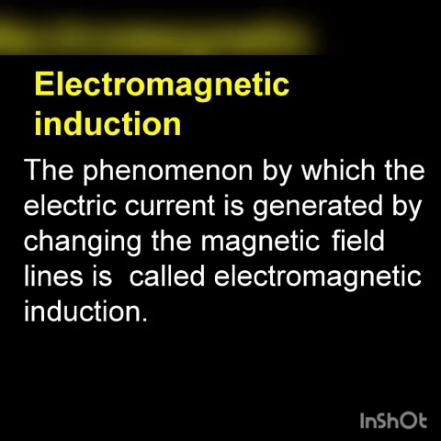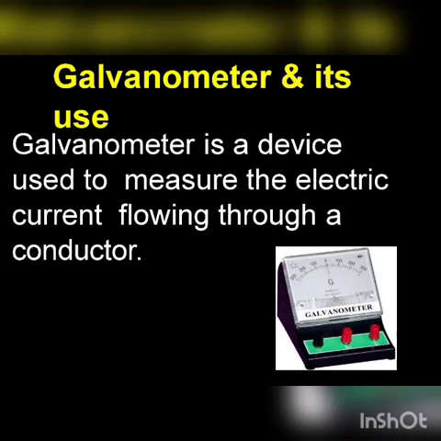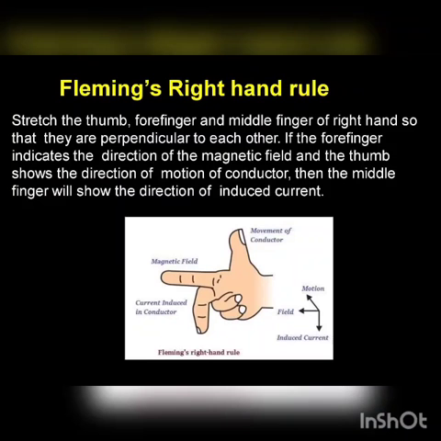Electromagnetic induction. The phenomenon by which electric current is generated by changing the magnetic field lines is called electromagnetic induction. Cause of electromagnetic induction. Relative motion between the magnet and the coil is responsible for the generation of electric current in the coil. Galvanometer and its use. Galvanometer is a device used to measure the electric current flowing through a conductor.